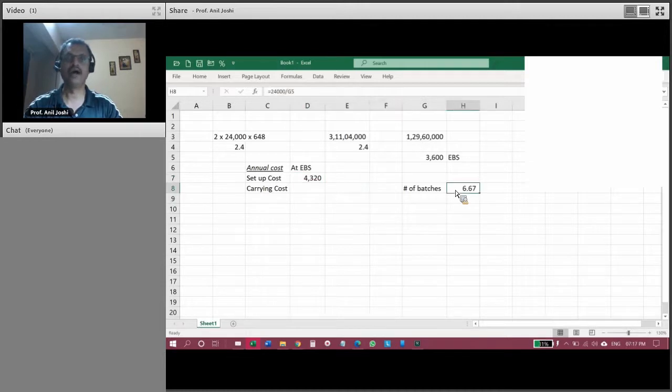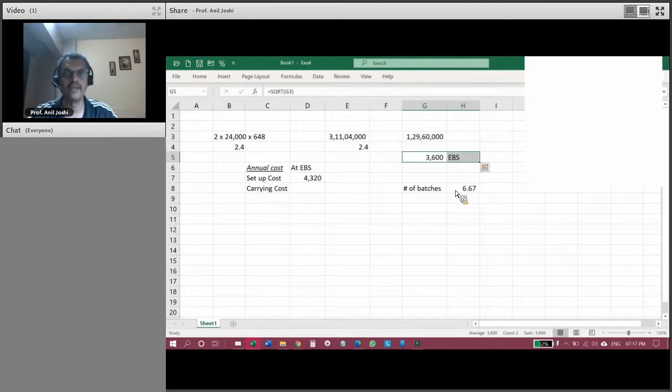Carrying cost now. How will you calculate carrying cost? If you are manufacturing 3,600 units at a time, your inventory will not stay at 3,600, because as you manufacture, you will keep selling also. Sometimes it will become zero, then again you will manufacture 3,600. So your average inventory will be opening plus closing upon 2.